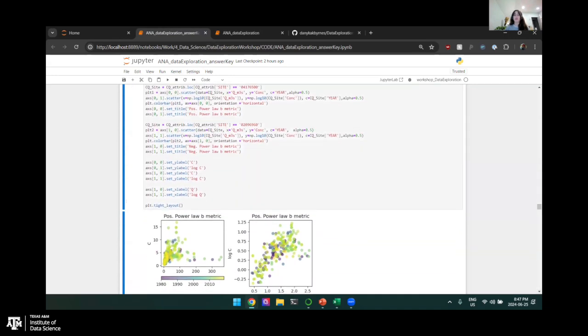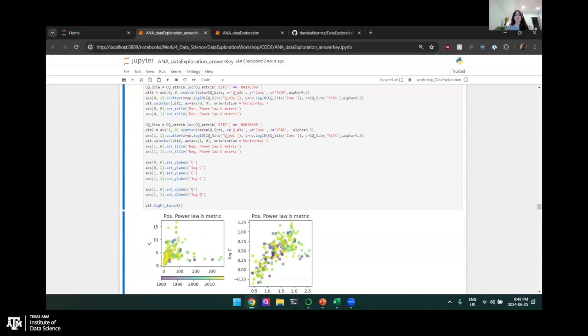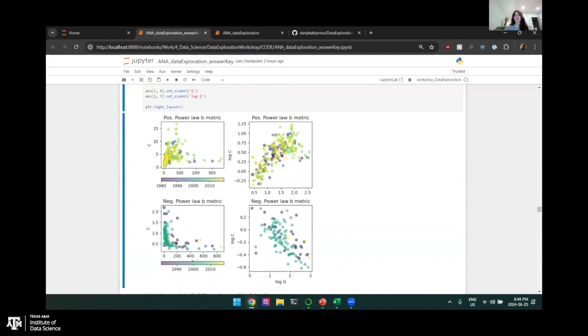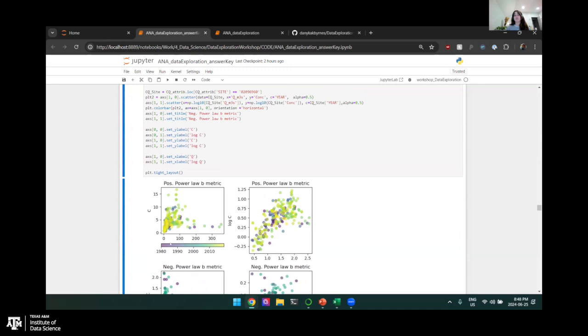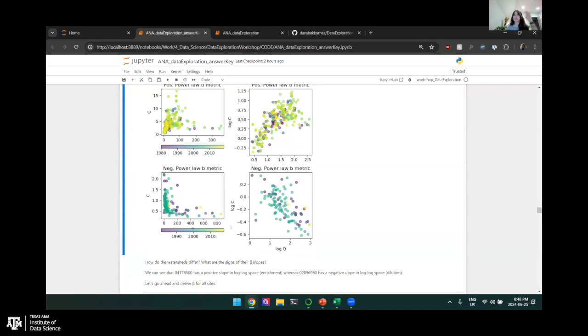Okay. So I pulled up these two sites randomly. On the left-hand panel, we have the CQ in not log space. You can see that in this relationship, we have flow on the x-axis and C on the y-axis. What we see is that as flow increases, our concentration increases. And in the log space, we have that positive slope. For our next watershed, as flow increases, we see concentrations begin to decrease. And then in the log space, we have a negative slope.